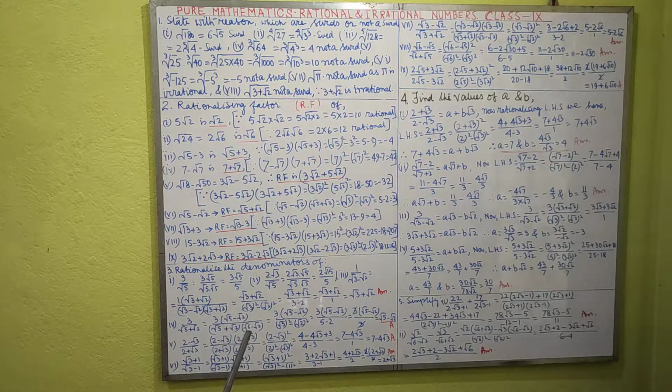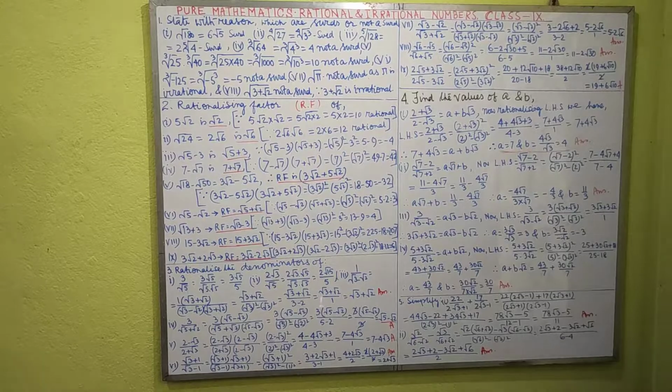Similarly, rationalizing this also, we are getting the value of root 7 minus 2 by root 7 plus 2 is 11 by 3 minus 4 root 7 by 3. So a equals minus 4 by 3 and b equals 11 by 3. Similarly, 3 by root 3 minus root 2, by rationalizing we are getting the answer a equals 3 and b equals minus 3. All these are identities. The formula is identities and rationalizing factor. So question number 4 has been rationalized, and question number 5 you have to simplify.